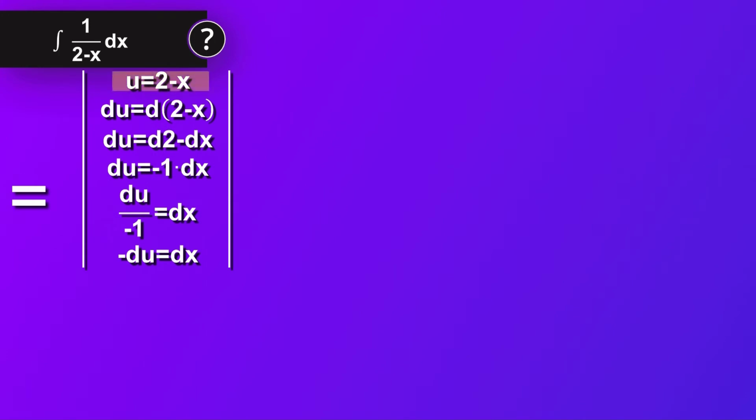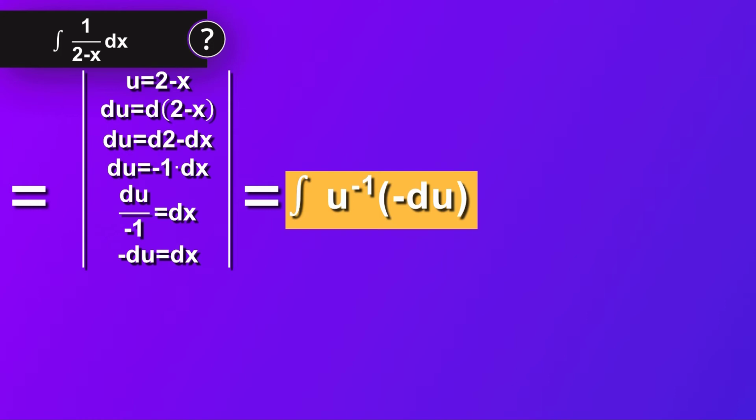Let's make use of our u. We insert u instead of 2 minus x into our main equation, and instead of dx, we now use the expression with our substituted variable u, which is minus du. We have now the integral of u raised to minus 1 multiplied by minus du. We can rewrite this expression knowing that minus du is just minus 1 multiplied by du. And as it is a constant, we may put it in front of the equation and outside the integral sign.